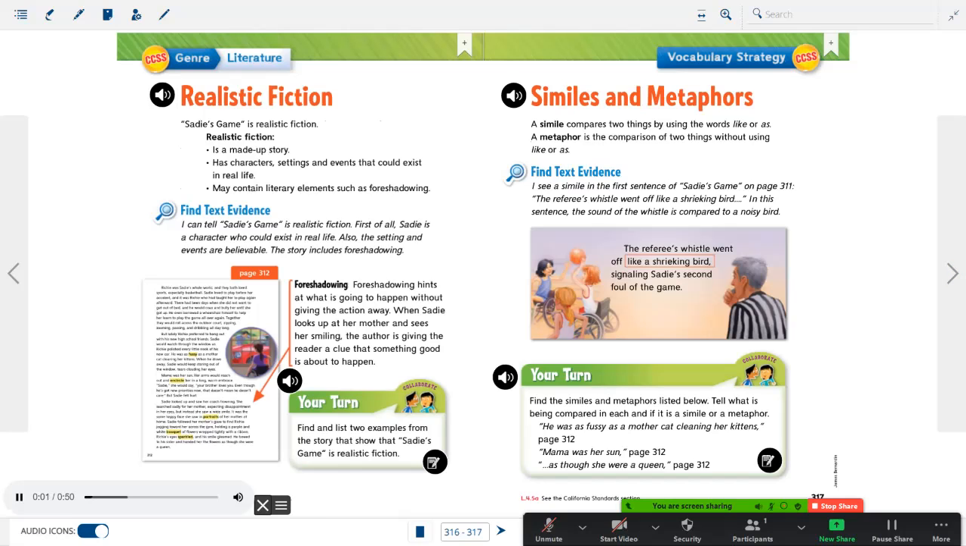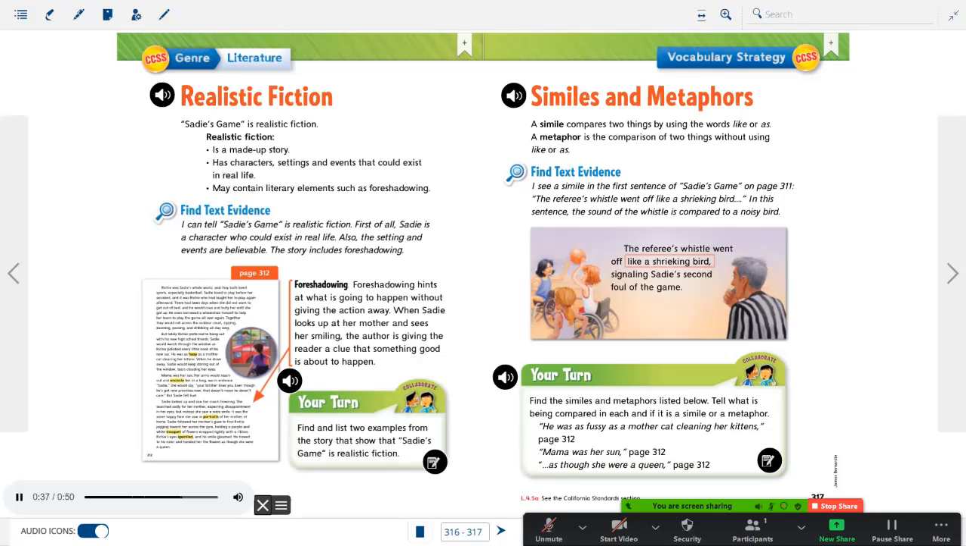Realistic fiction. Sadie's Game is realistic fiction. Realistic fiction is a made-up story, has characters, settings, and events that could exist in real life, may contain literary elements such as foreshadowing. Find text evidence. I can tell Sadie's Game is realistic fiction. First of all, Sadie is a character who could exist in real life. Also, the setting and events are believable. The story includes foreshadowing.